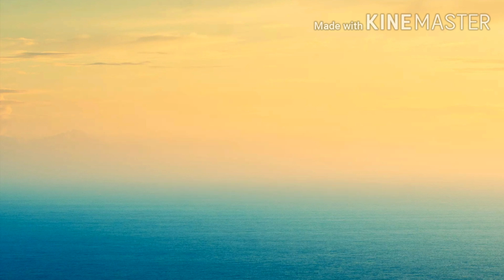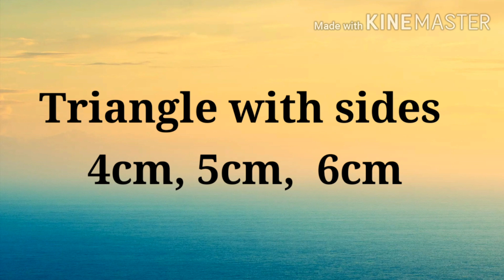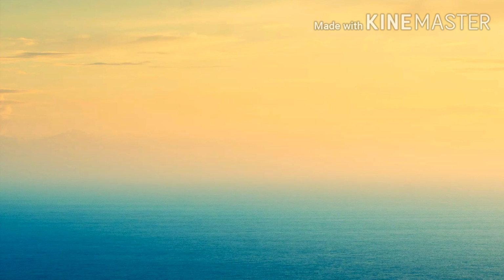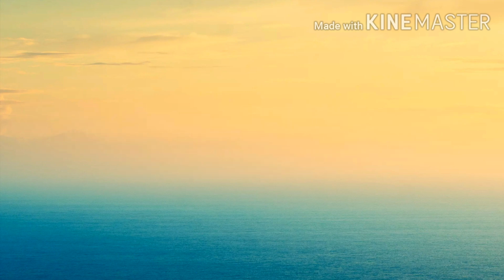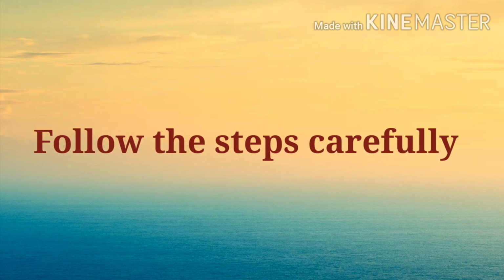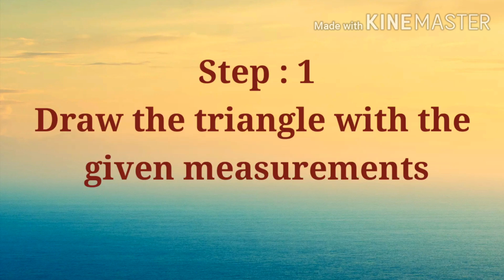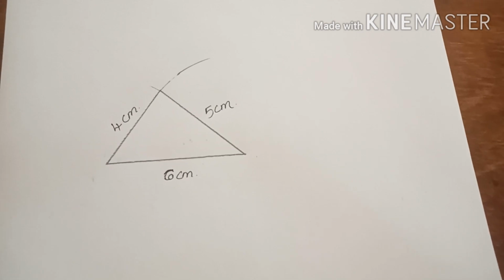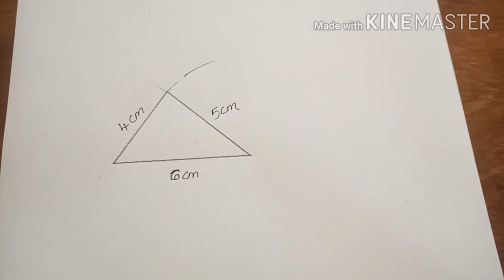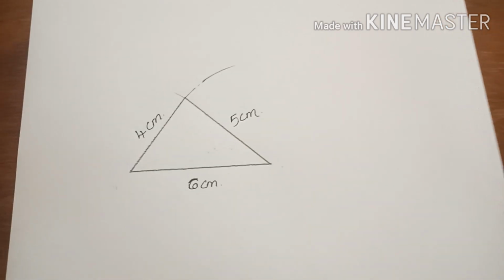Suppose we have a triangle with sides 4 cm, 5 cm, 6 cm, and we have to draw another triangle of the same area. So to draw that, here is a method. Follow the steps one by one. First of all, draw the triangle with sides 4, 5, 6 cm with 6 cm as base. You know how to draw a triangle with the given three measurements. So this is the triangle with sides 4 cm, 5 cm, 6 cm and 6 cm as base.